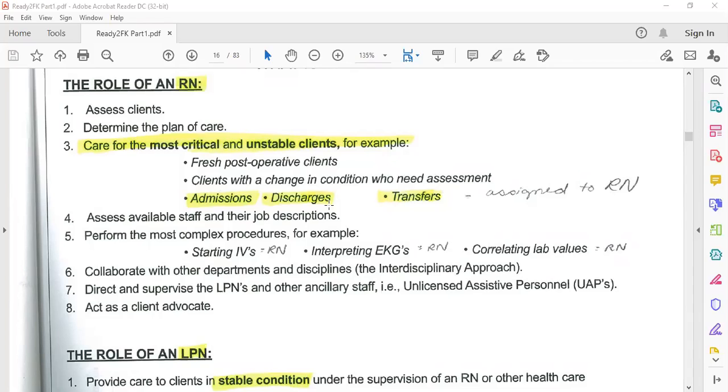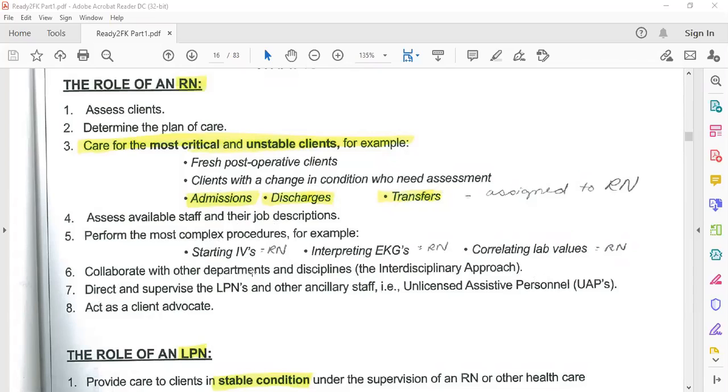Delegation means knowing who can do what. So the nurse manager or RN can delegate, the LPN can delegate to the unlicensed person or CNA, who takes care of what. The RN performs the most complex procedures, for example, starting the IV, interpretation of EKG or ECG, correlating the lab values. So all kinds of interpretation are done by the RN, right?